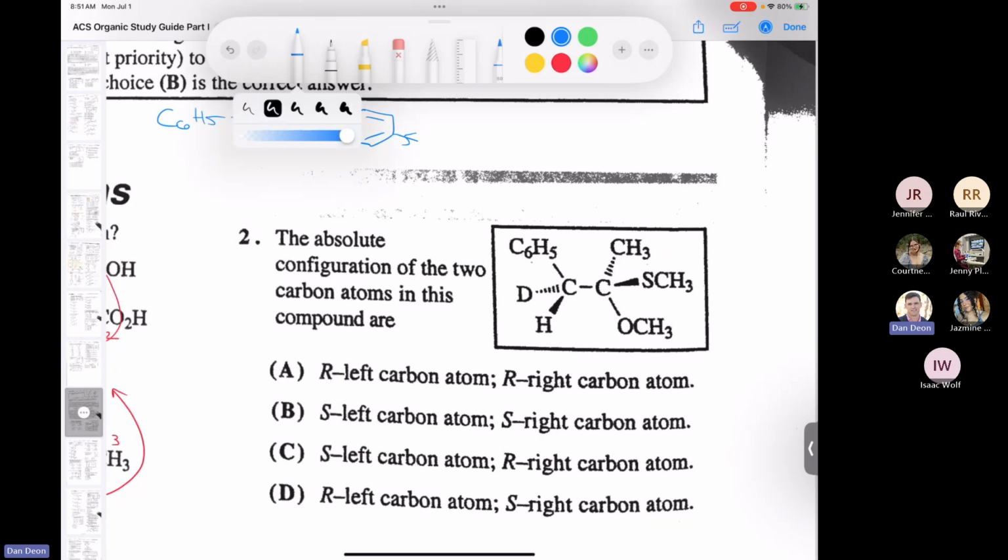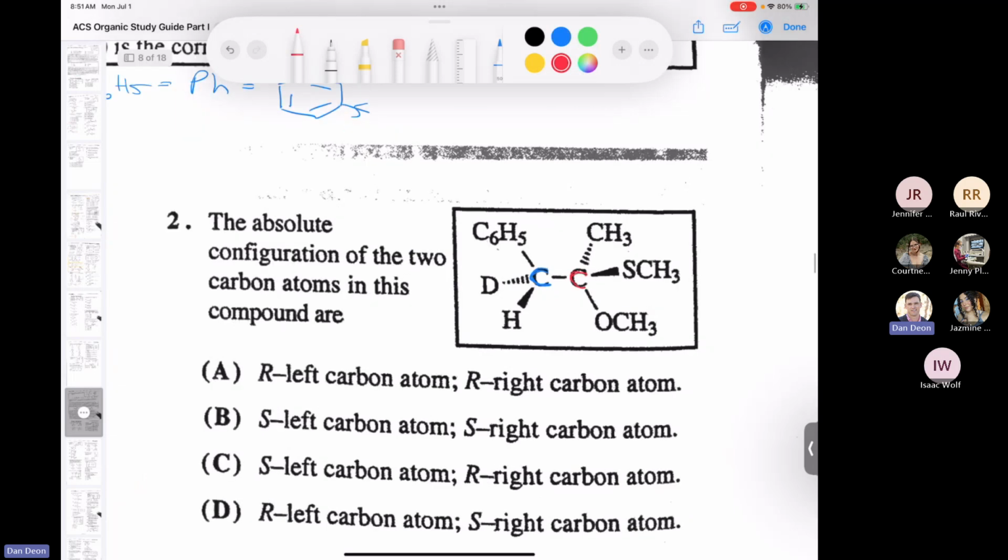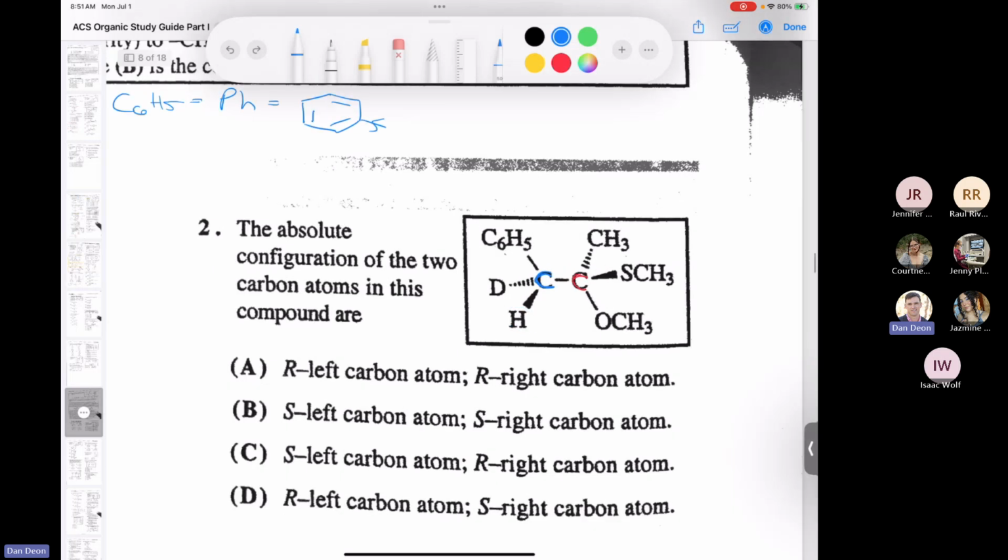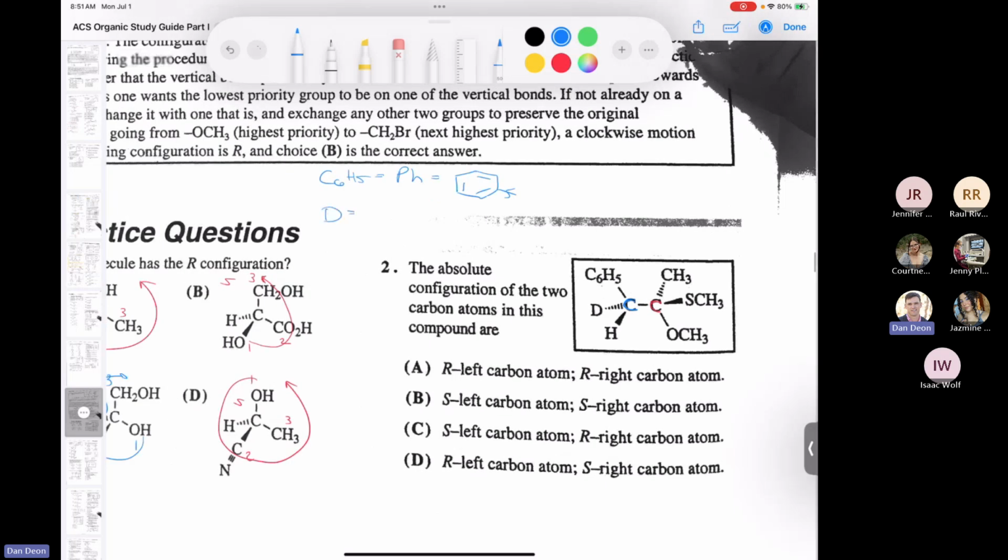So I'll put this carbon in blue and then the carbon in red. If we start with the carbon in blue, the hydrogen is coming out towards us, and so whatever we find, we're going to have to reverse it. Is everybody aware of what D is? Does anybody know what D stands for? There's no element D on the periodic table.